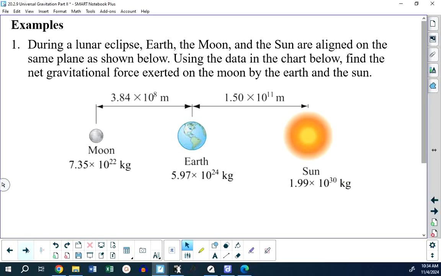This is in the neighborhood of 10 to the 8 meters, and this is in the neighborhood of 10 to the 11 meters. We call that an order of magnitude. The distance between the sun and the earth is in the order of 10 to the 3 times greater in magnitude than the distance between the earth and the moon. The other issue is the actual size of the sun.